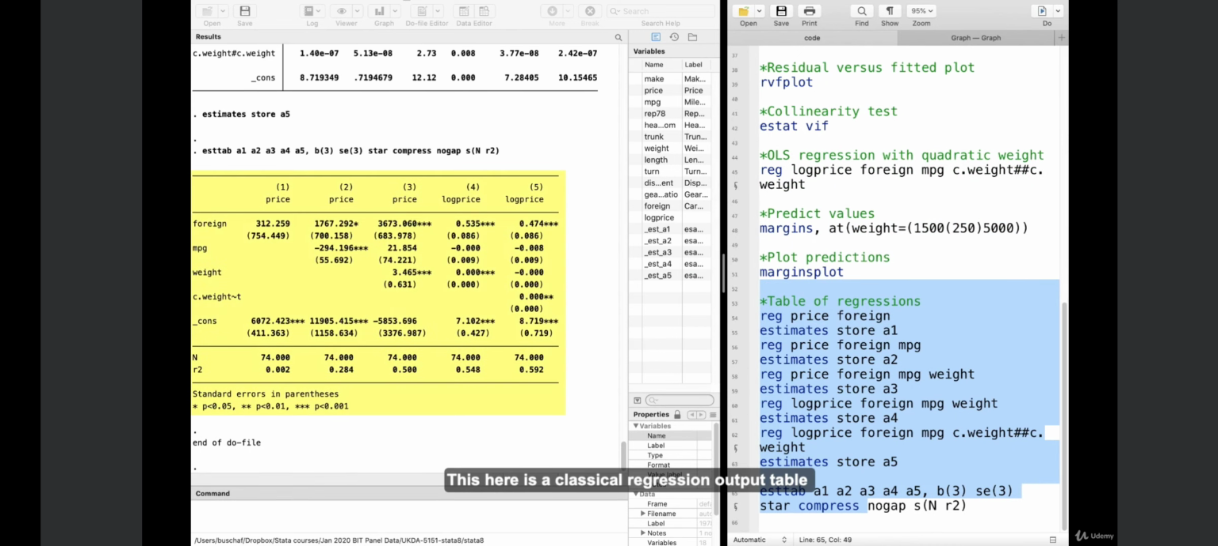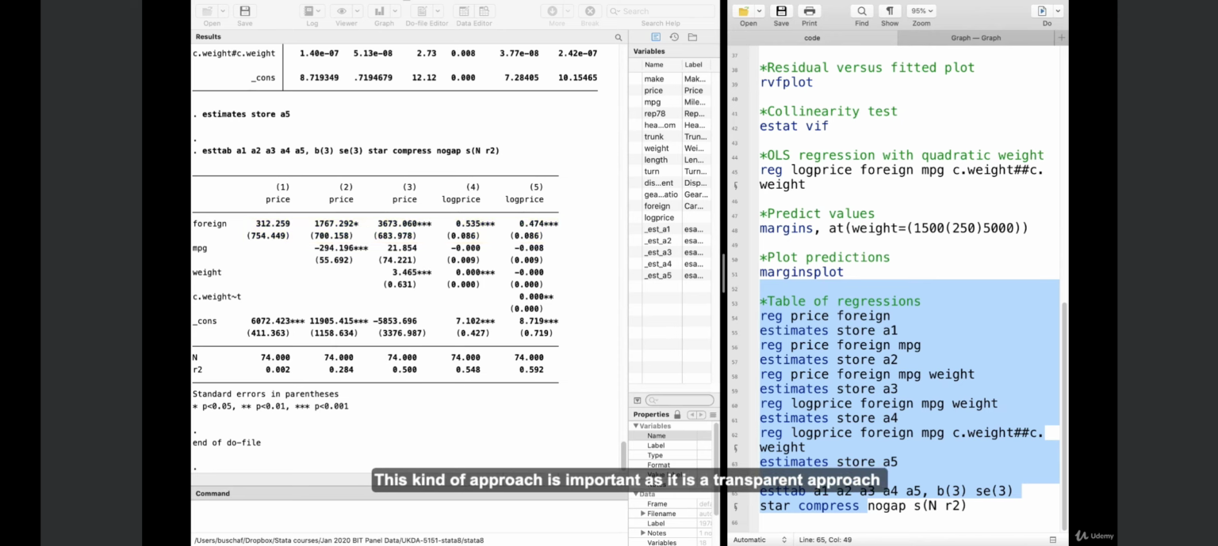This here is a classical regression output table that contains the coefficient to 3 decimal places and standard errors to 3 decimal places. Asterisks are included to easily identify statistically significant effects, and the diagnostics only include the observation count and R-squared statistic. This table easily allows readers to read across and examine how the effect of the variable foreign on price, for example, changes as we change our model specification.